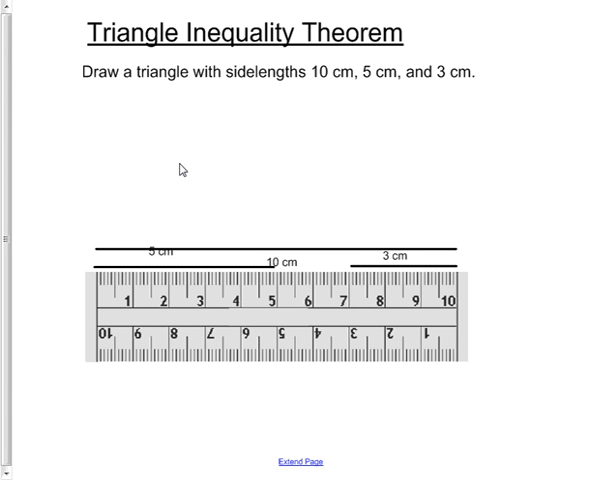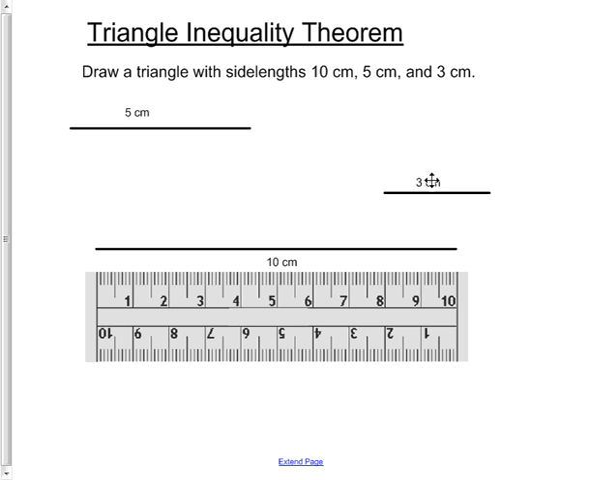To start out this lesson, I want to just ask this question. It says, draw a triangle with side lengths 10 centimeters, 5 centimeters, and 3 centimeters. So I have a ruler set up here. I have 3 different lines. One's 10, one's 5, and one's 3. So I'm going to make 10 the bottom side, and then 5 the left side, and 3 the right side.